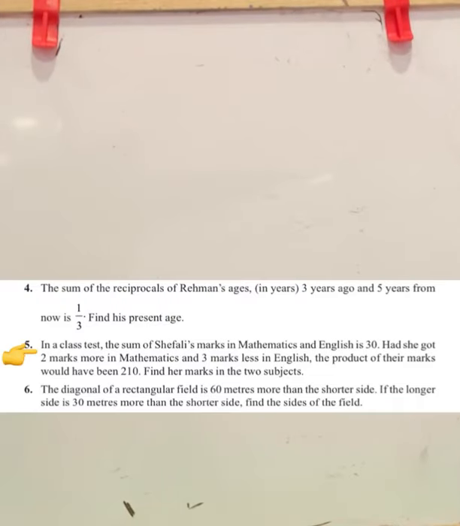In a class test, the sum of Shefali's marks in mathematics and English is 30. Had she got 2 marks more in mathematics and 3 marks less in English, the product of their marks would have been 210. Find her marks in the two subjects.